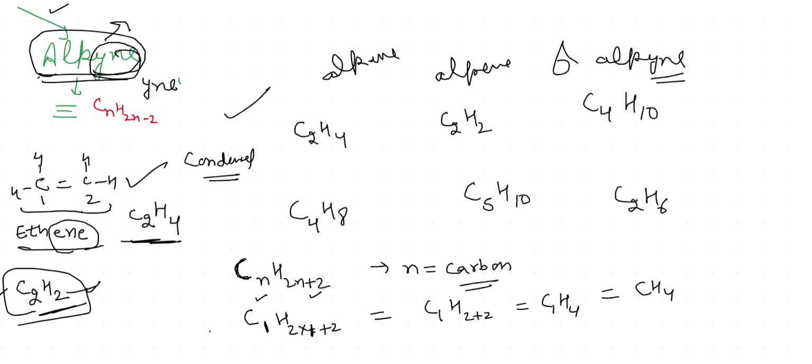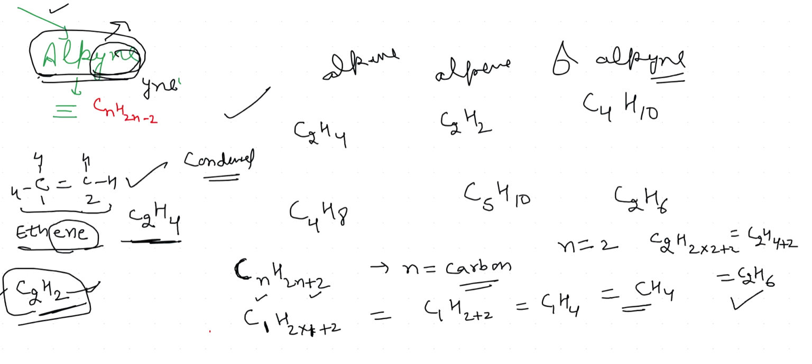Similarly, you can also find for when the value of n is 2. Then put the value n equal to 2, H is 2 into 2 plus 2, then C2H4+2, then you will get C2H6. Clear? So this is the formula which represents alkane. So by this you can find out the alkane.